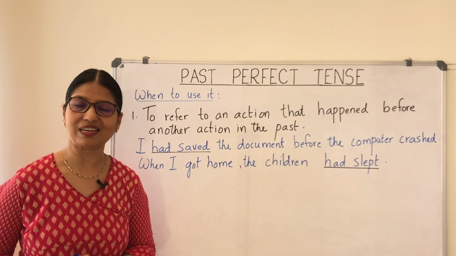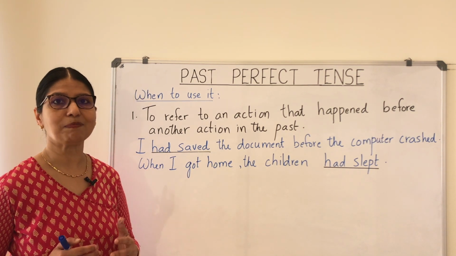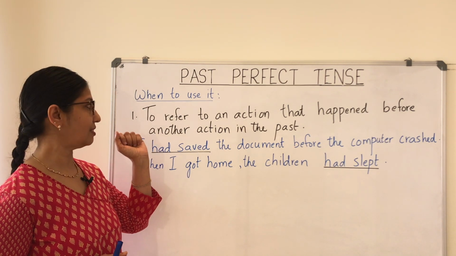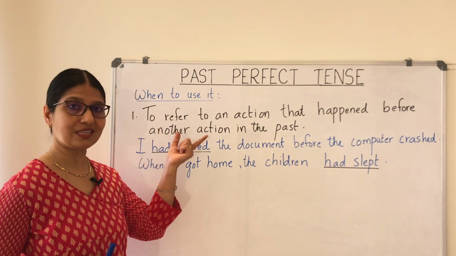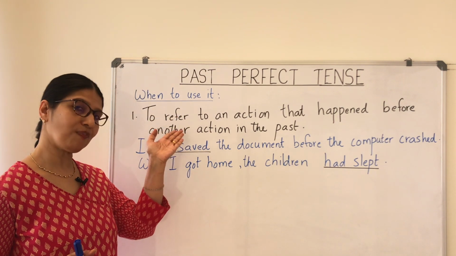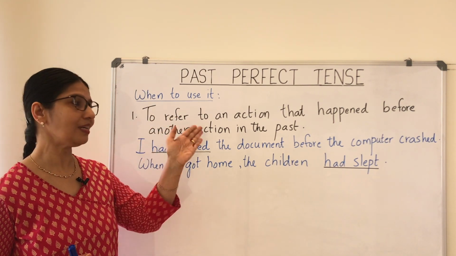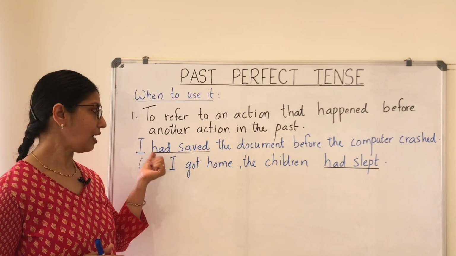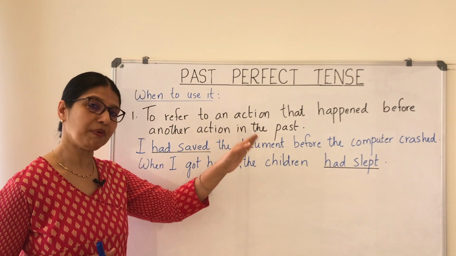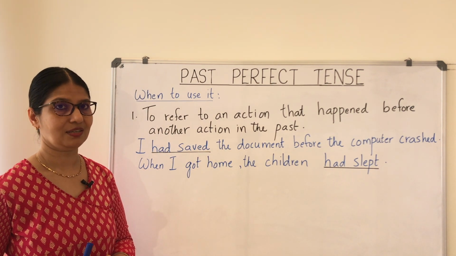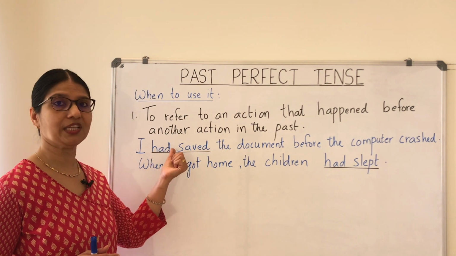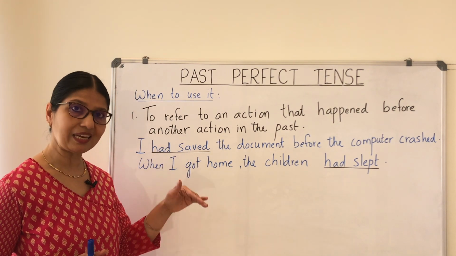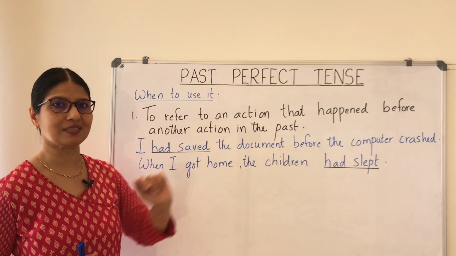Moving on to the next part of the lesson, let's see when the past perfect tense is used. So here is the first case. We use it to refer to an action or an event that happened before another action or an event in the past. Here you have two examples. The first one, I had saved the document before the computer crashed. So the first action was saving the document. So I have used the past perfect tense here. And for the second event, I have used simple past.